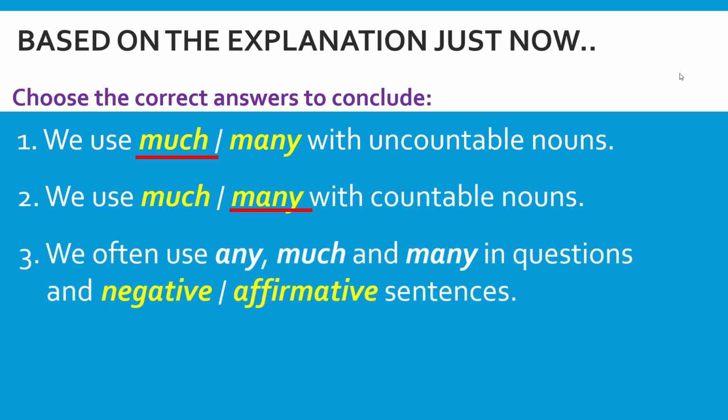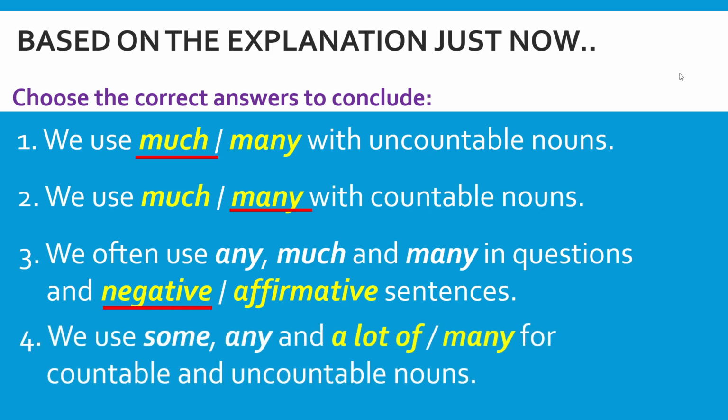Number 3, we often use any, much, and many in questions. And remember, just now we have one sentence that is using any. It was used together with negative sentences. There isn't any. There aren't any. Number 4, we use some, any, and a lot of, many for countable and uncountable nouns.